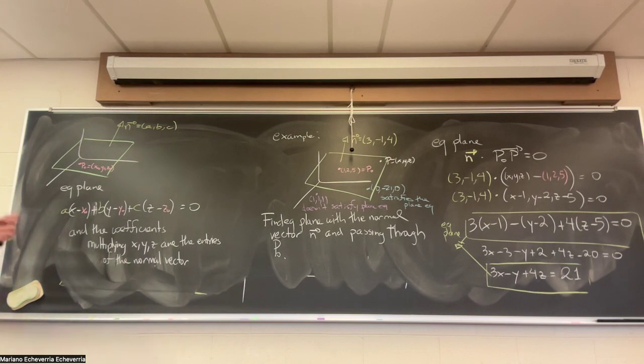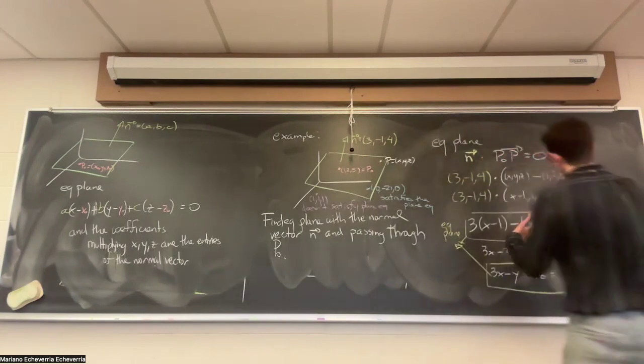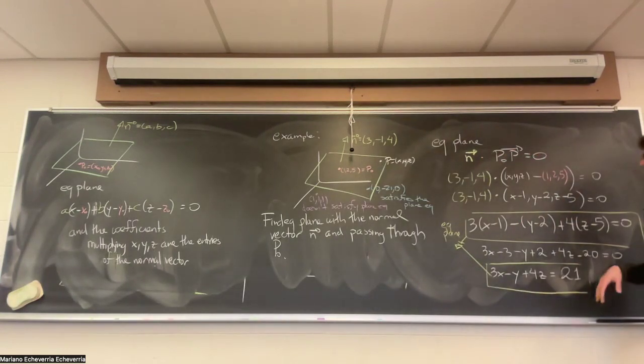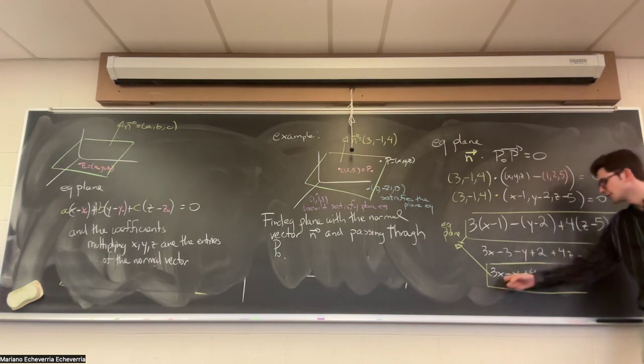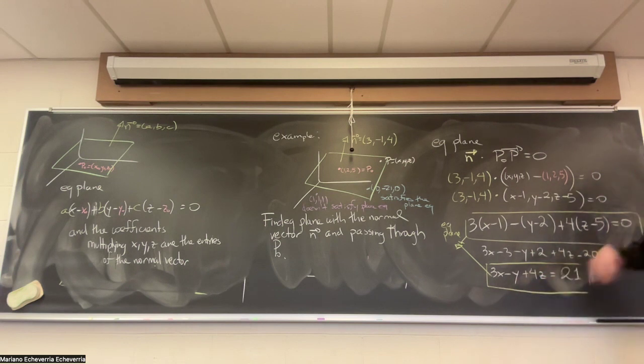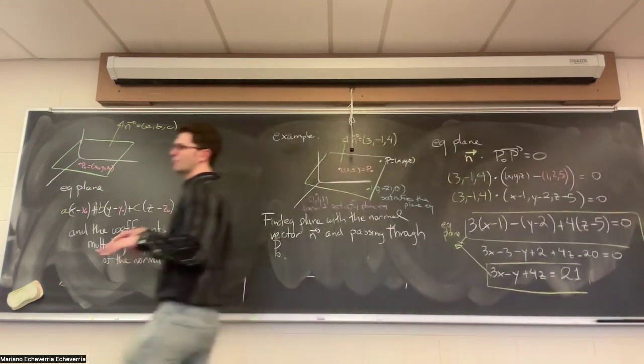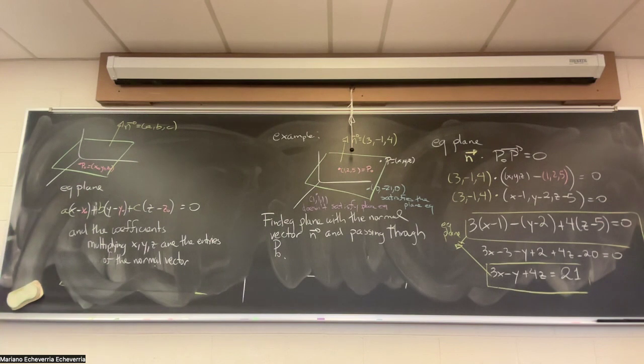Think about the problem in reverse. If I told you, this is the plane equation, what is the normal vector? Then you can immediately say the normal vector is 3, -1, 4. So the normal vector can be extracted from the plane equation directly. That's the idea.